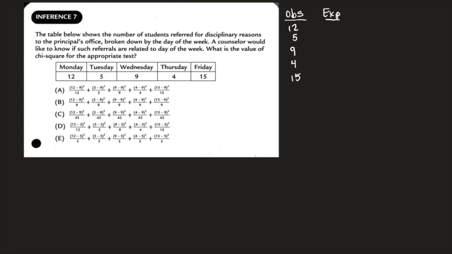If you read through the paragraph, the question is, does the day of the week matter? Well, let's assume that it doesn't matter. The null is always the absence of the thing I'm looking for. So let's assume that every day of the week you have the same number of disciplinary referrals each day. That means it doesn't matter for the week. So we add them up, we divide by 5, and that gives us an average of 9 for each day of the week. At that point, we have our observed, we have our expected.